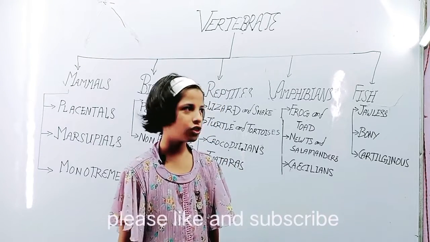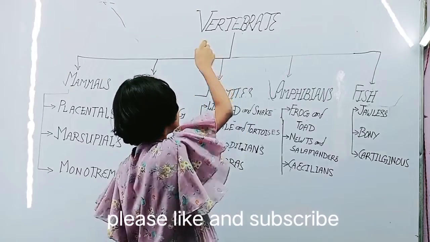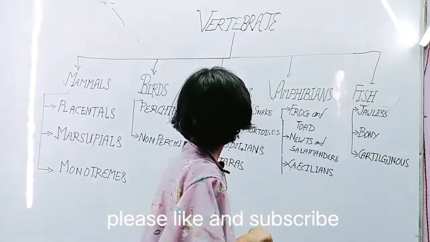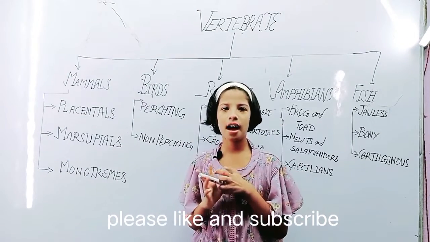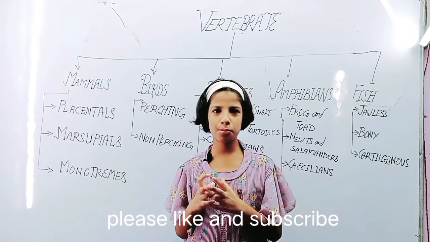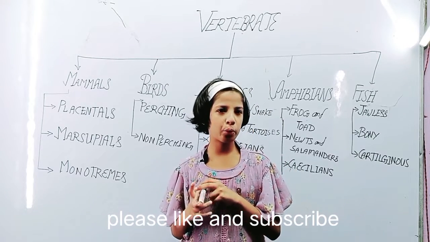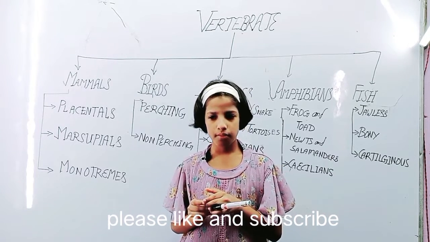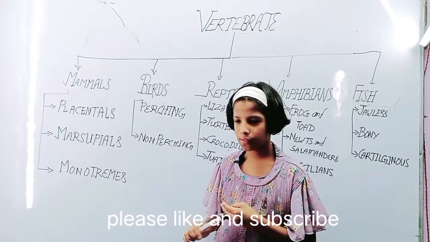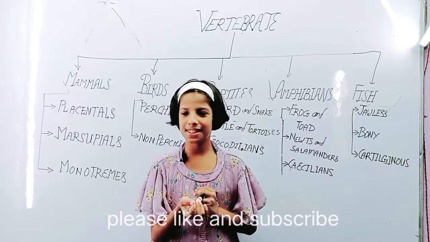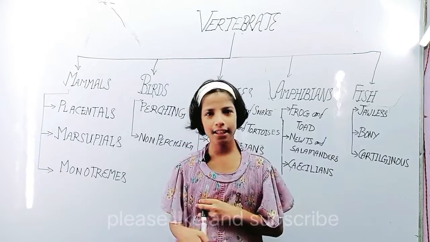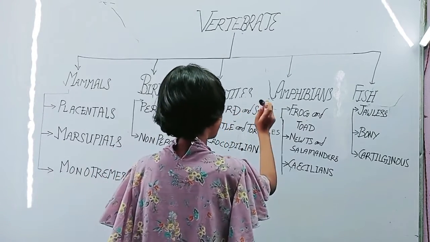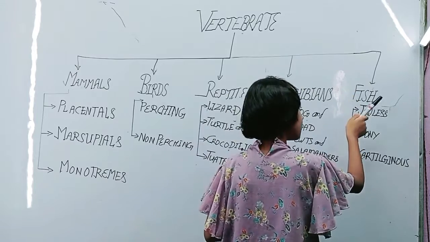Today I'm going to teach you vertebrates. So vertebrates are those animals that have a backbone or spinal cord. Vertebrates are of 5 types, namely mammals, birds, reptiles, amphibians, and fish.